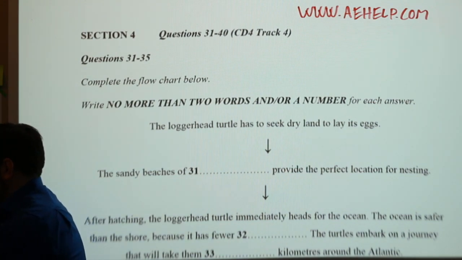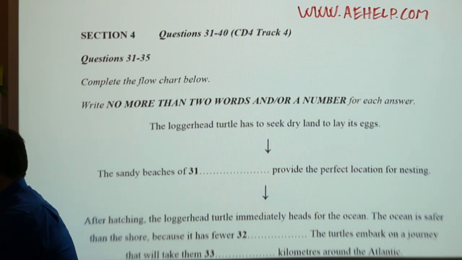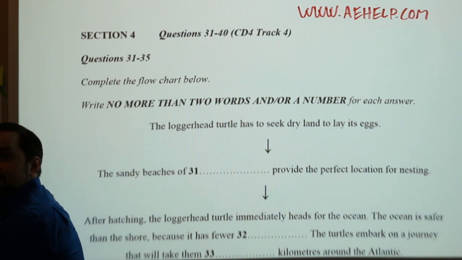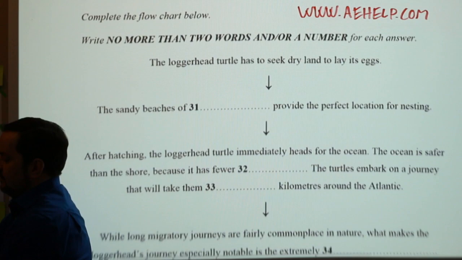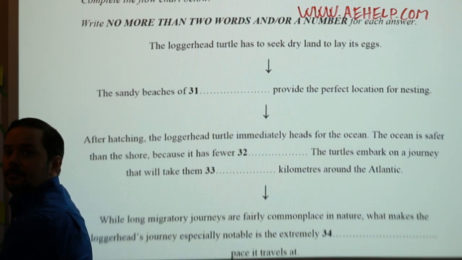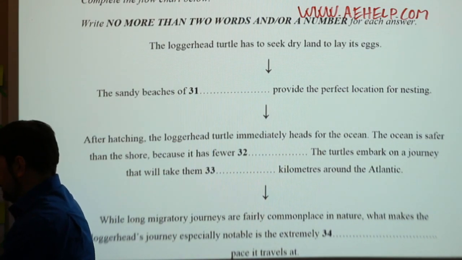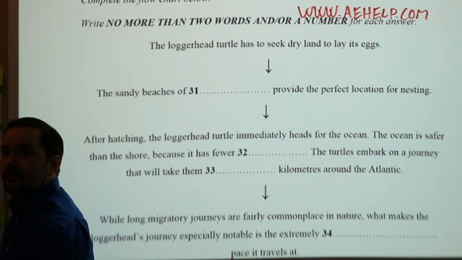It's late April on the South Atlantic coast of North America, and one of the most remarkable journeys in all of nature is about to begin. The loggerhead turtle, whose natural habitat is the open ocean, has to seek dry land to lay its eggs. The sandy beaches of Florida provide a perfect nesting spot, with soft sand that can be dug up by the persistent flippers of the female loggerhead.